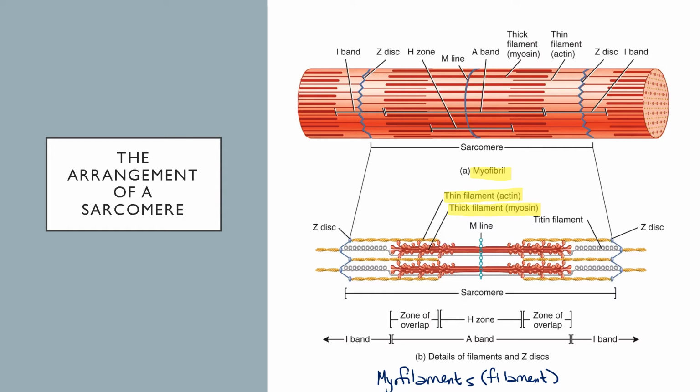Both thick and thin filaments are directly involved in the contraction process. Overall, there's going to be 2 thin filaments for every thick filament in the regions of filament overlap. So you can see that here. We have 2 thin filaments and 1 thick filament where those filaments overlap.